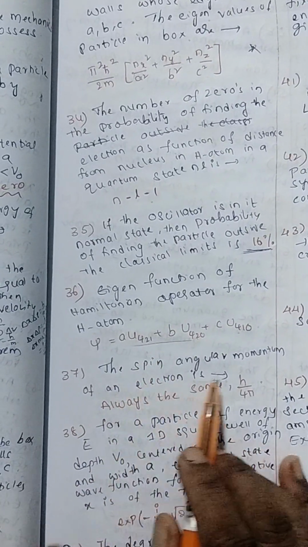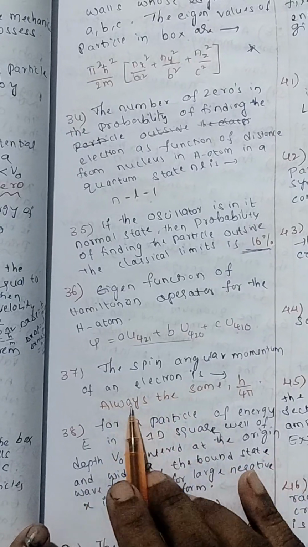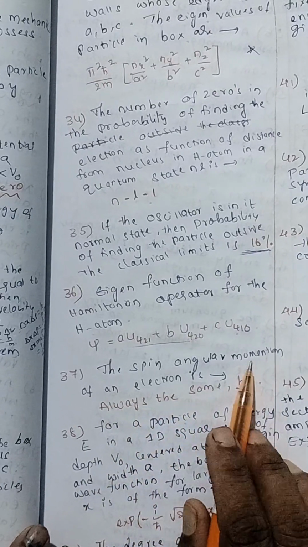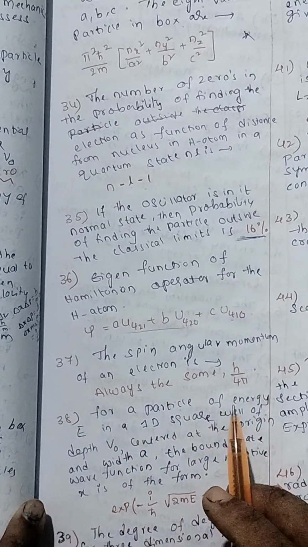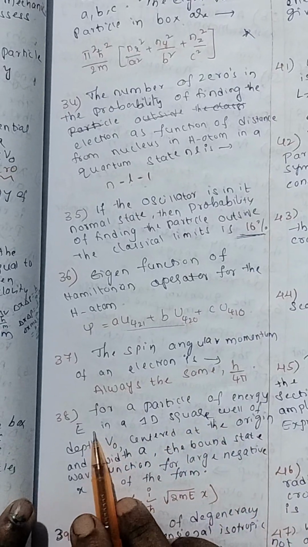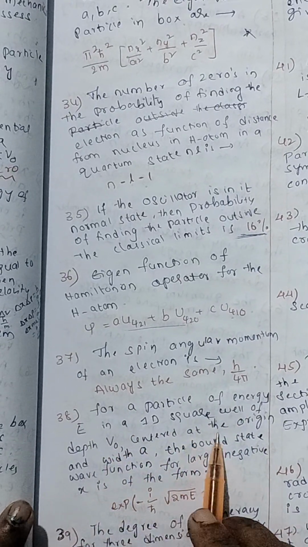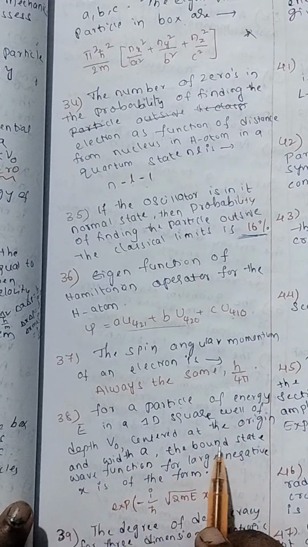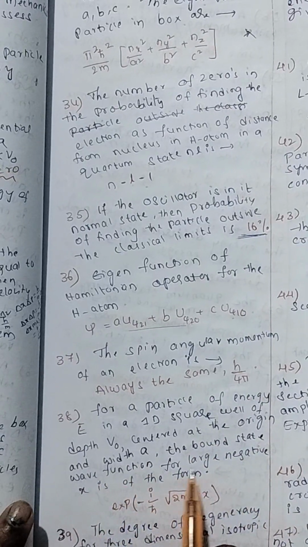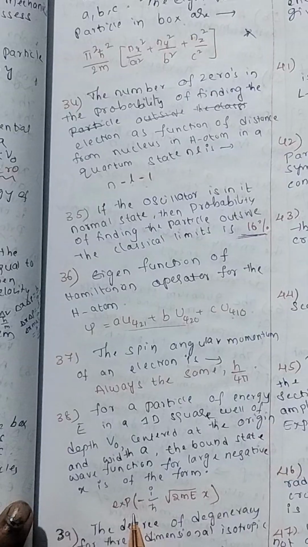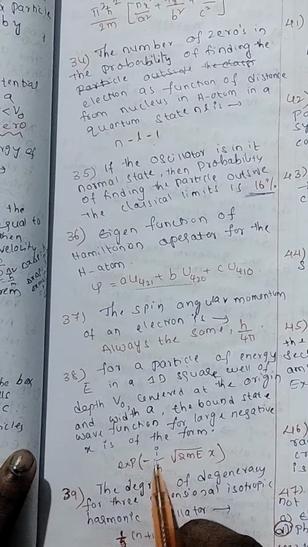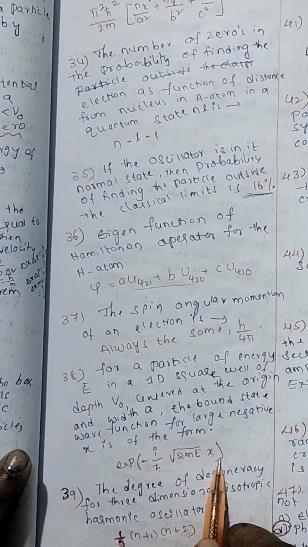Now next, the spin angular momentum of an electron is always the same, equal to h by 4 pi. For a particle of energy E in a 1D square well of depth V0, centered at the origin and of width a, the bound state wave function for large negative x is of the form e to the power of minus 1 by h cut under root 2mE x.